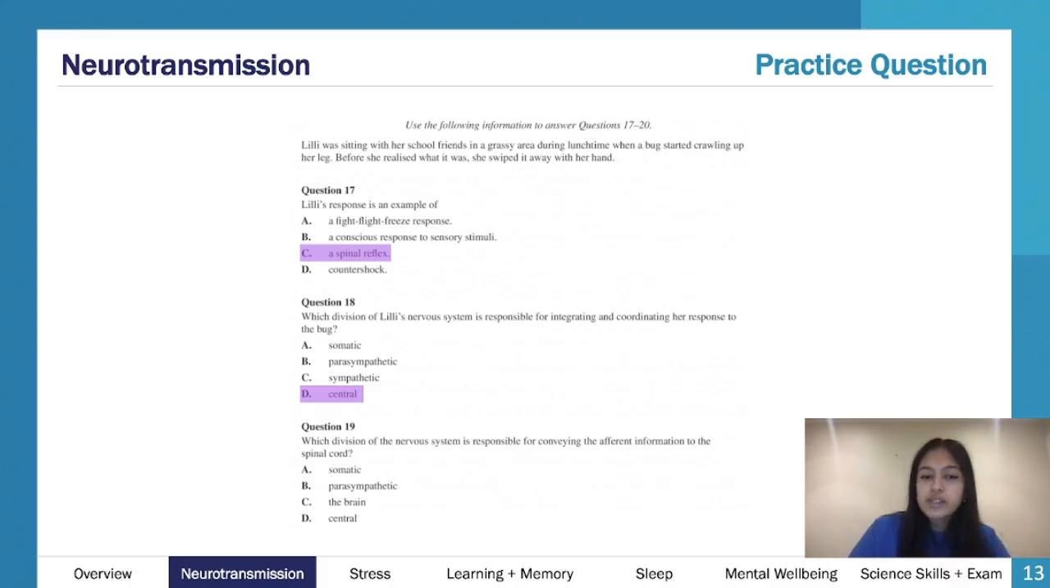Which division of the nervous system is responsible for conveying the afferent information to the spinal cord? So remember, we've got our reflex arc, and our little acronym SAME is really good. So sensory afferent, that's coming in, and then motor efferent, so that's going out. Think about what we talk about when we think about those neurons.